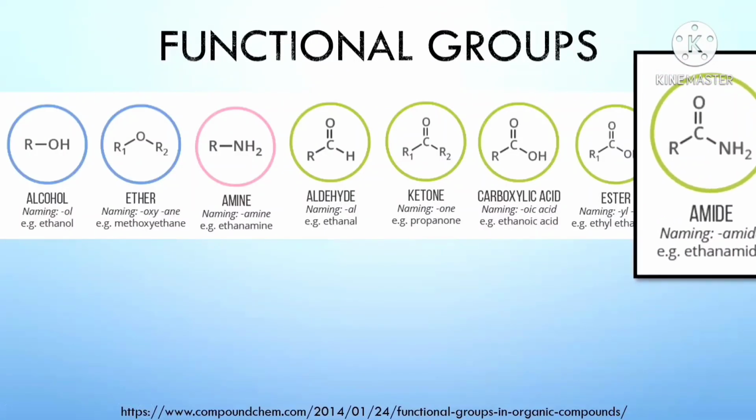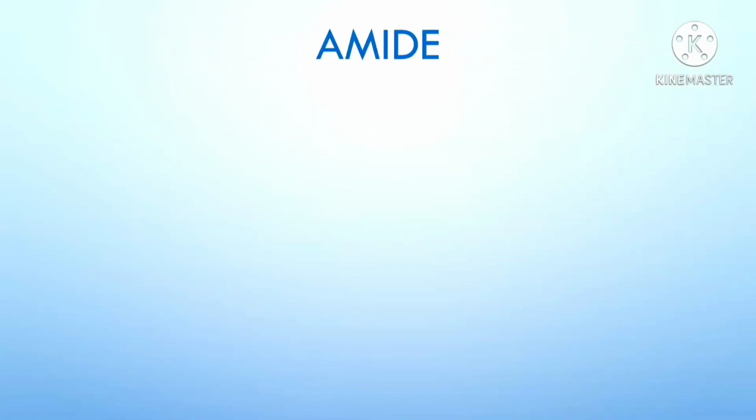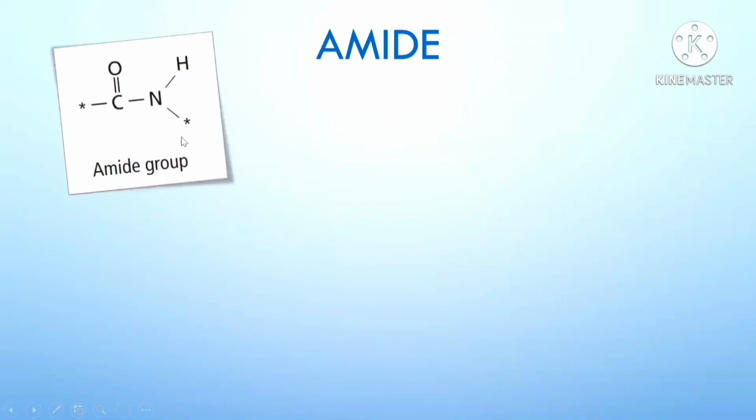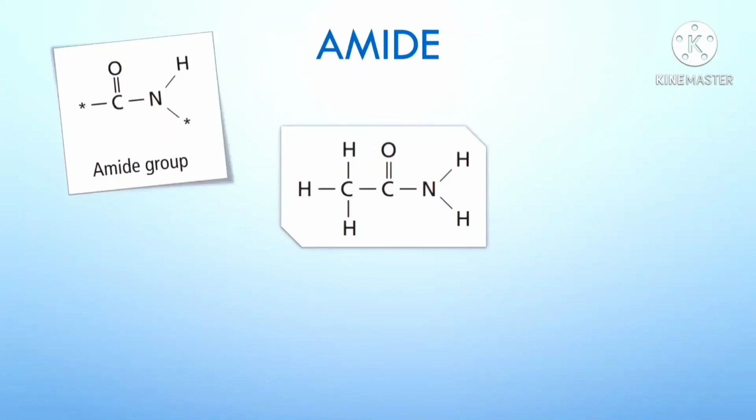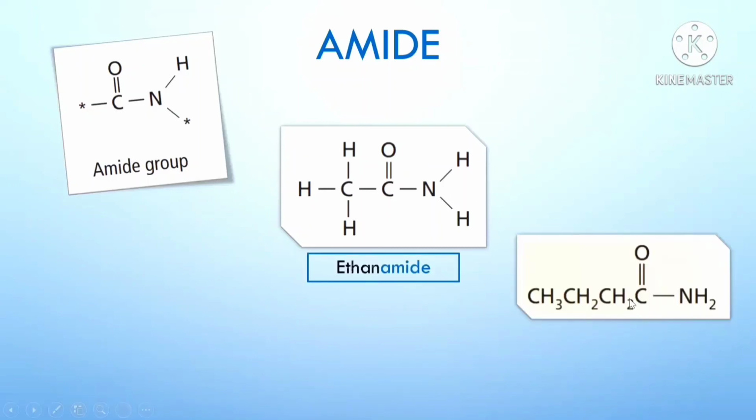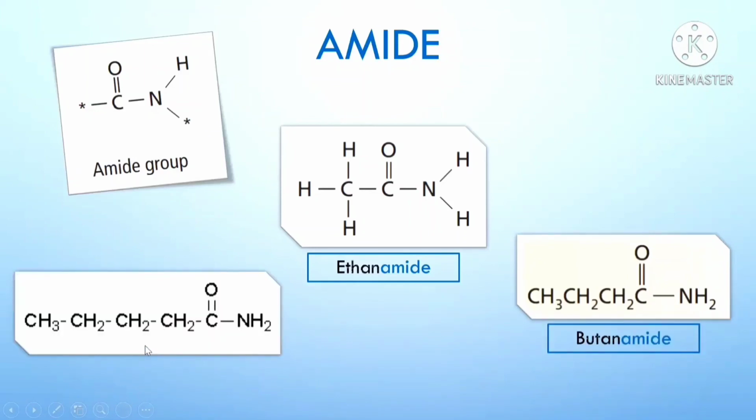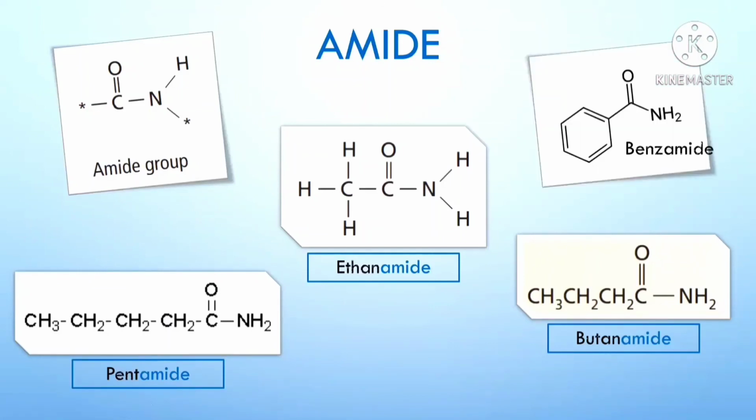The functional group of an amide is a carbonyl group bonded to a nitrogen atom. This is the general formula. We name amides by dropping the suffix oic acid from the IUPAC name of the parent acid and replacing it with amide. The ethanoic acid becomes ethanamide. The butanoic acid becomes butanamide. Pentanoic acid becomes pentanamide. This aromatic amide is called benzamide.